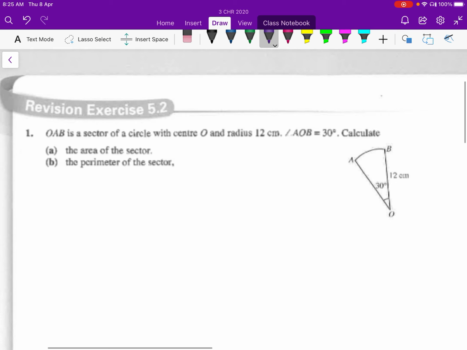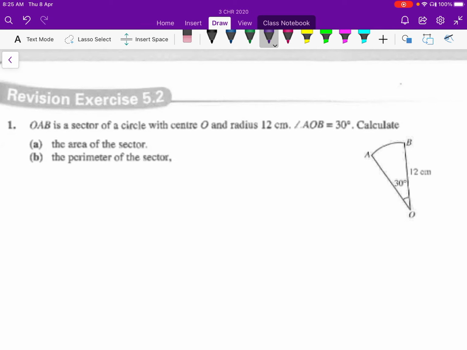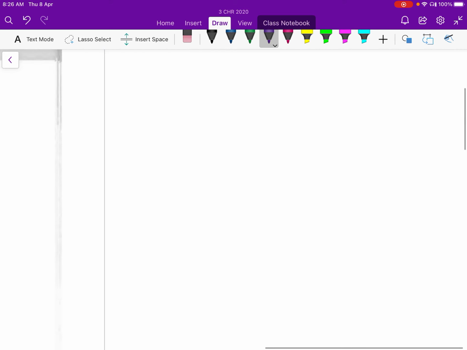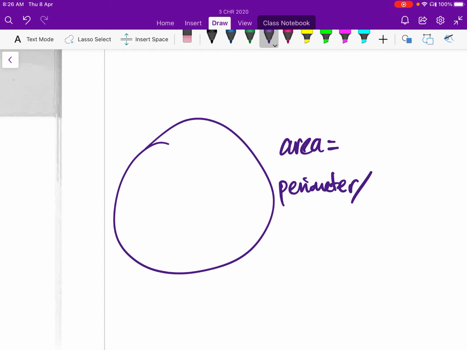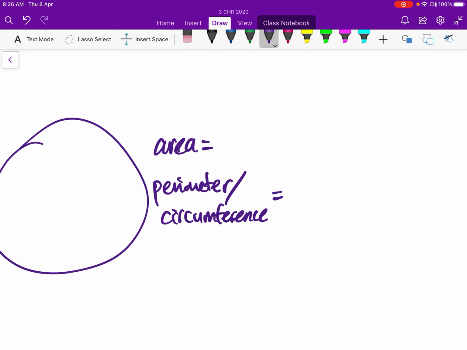Okay, now, sectors. So we are still dealing with area and perimeter. Recap. For a full circle, what is the area equal to? And what is the perimeter? Otherwise known as perimeter or circumference. Okay, so these two must know, okay? Who hasn't memorized this yet? If you have not memorized, I will not call you. Who hasn't memorized? So the rest memorized already.